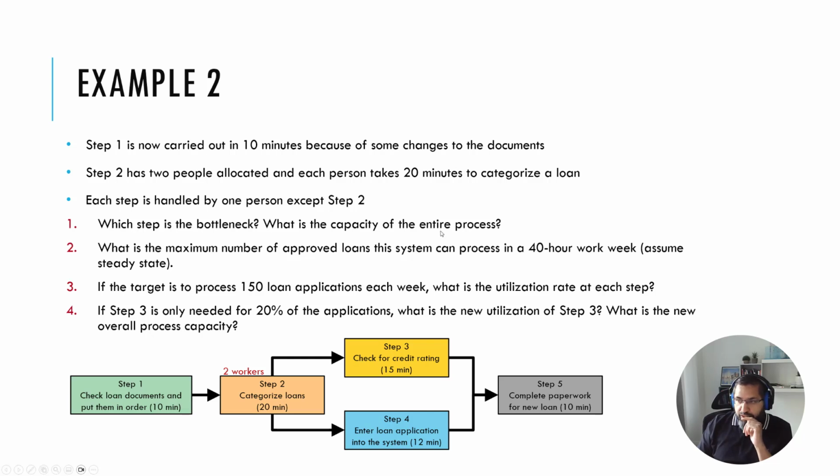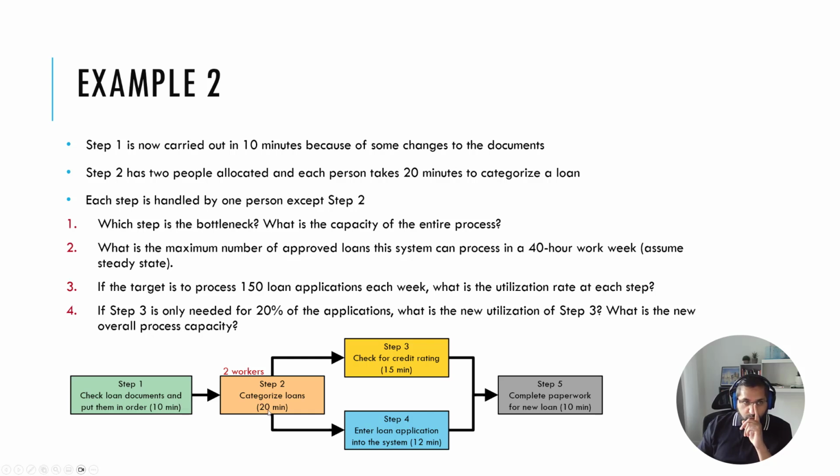Okay. So what is the bottleneck? What is the capacity of the entire process? Now that we have 2 workers in step 2, we're not going to use the old 20 minutes as the cycle time, because that's the cycle time of one worker. Every 20 minutes, the 2 workers complete 2 applications, not 1. So the cycle time is going to be 10 minutes. You divide 20 by the number of workers.